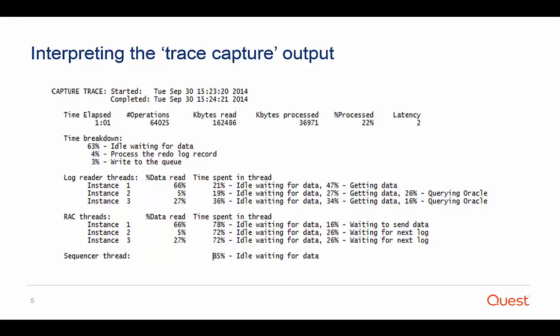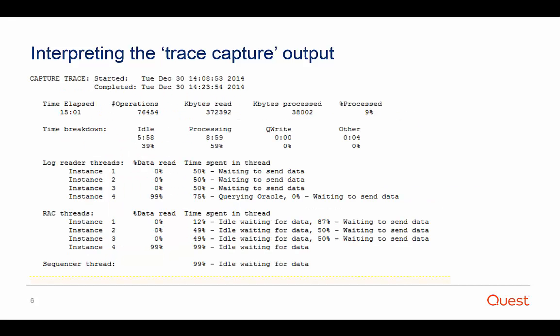If source is rack, it also shows statistics on the log reader threads and rack threads broken down by instances and shows the percentage of data read, idle time waiting for data, getting data, or querying from Oracle. It also shows how busy is the sequencer thread, which sorts the records coming from different rack nodes by SEN.